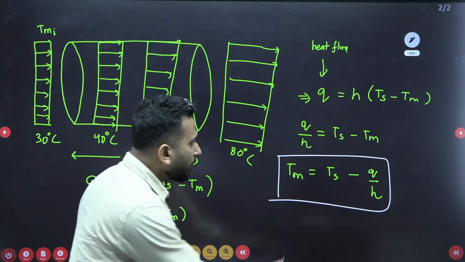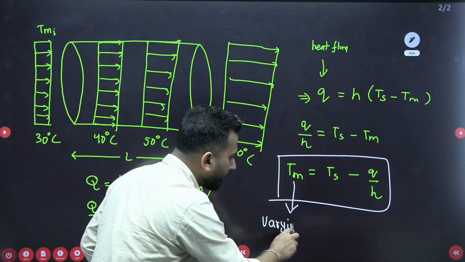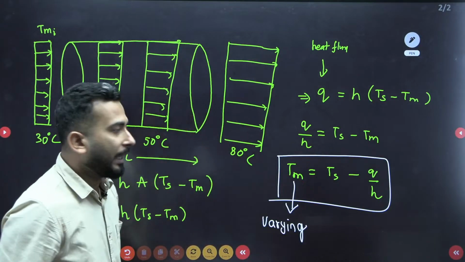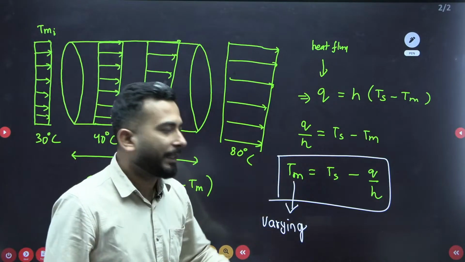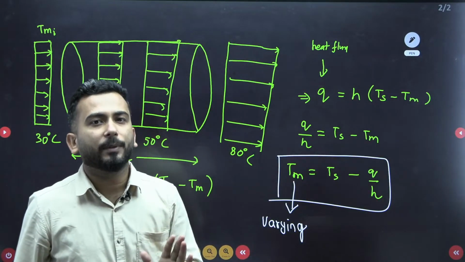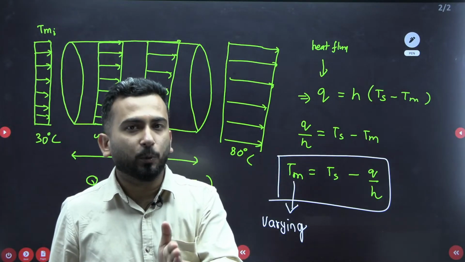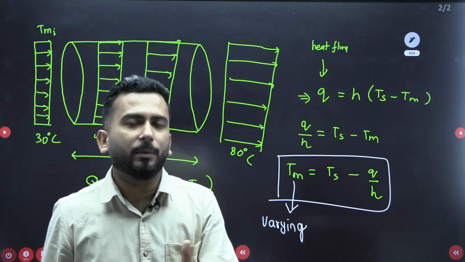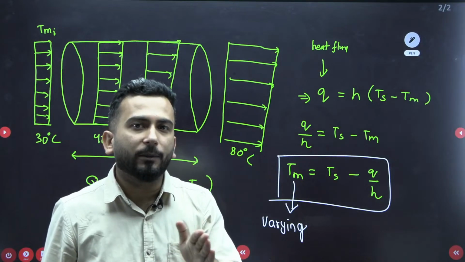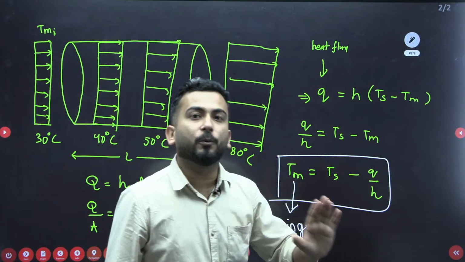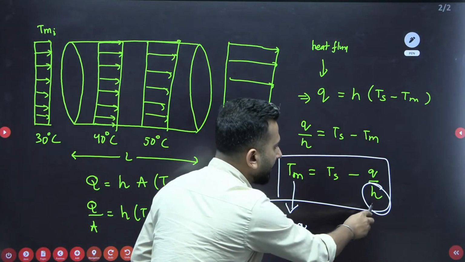Okay. Now you know that this Tm is varying. This Tm is varying, and after some time you will know that h generally we take as a constant value. Although h changes with position, later on there will be a concept that for a fully developed region, the h value for a fully developed flow remains constant. So this is constant, this is constant.